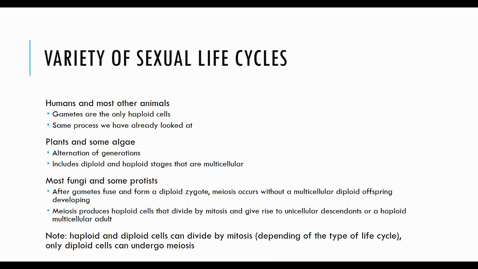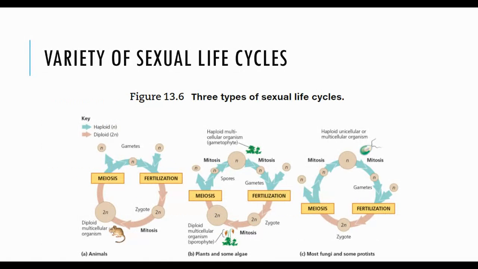As a note, haploid and diploid cells can divide by mitosis depending on the type of life cycle, but only diploid cells can go through meiosis. Otherwise, there would not be enough chromosomes, and that's an issue. So here is that in picture form. You see with plants, you can see the alternation of generations, and then you can see the life cycle of the fungi and protists there.